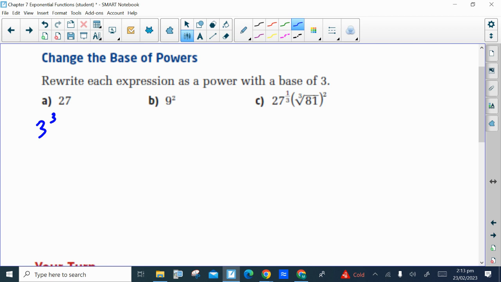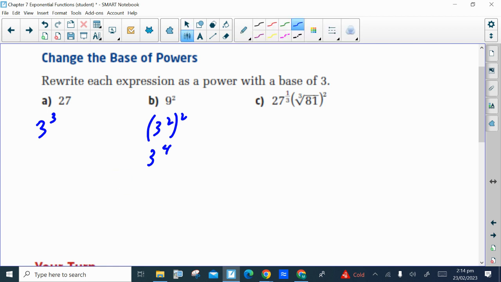So 27 is 3 cubed as a base of 3. 9 squared, so you can write 9 with a base of 3. That's 3 squared, but because the 9 is squared, the 3 squared would also be squared. And when you have one exponent raised to another, you multiply the exponents and keep the base the same, so that would be 3 to the 4.